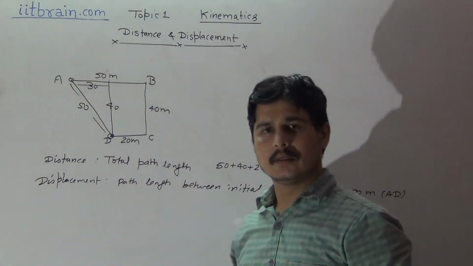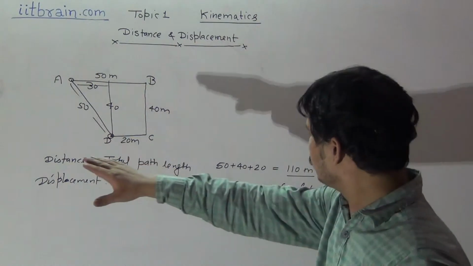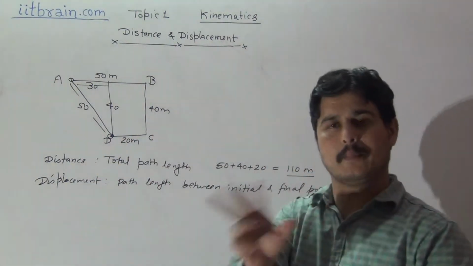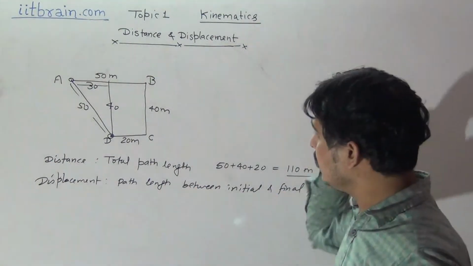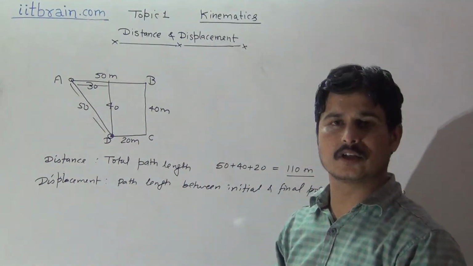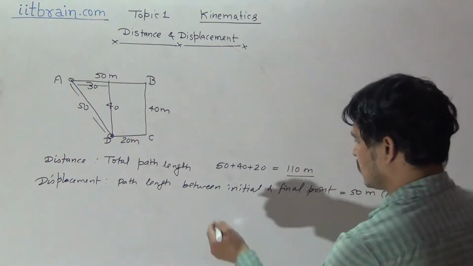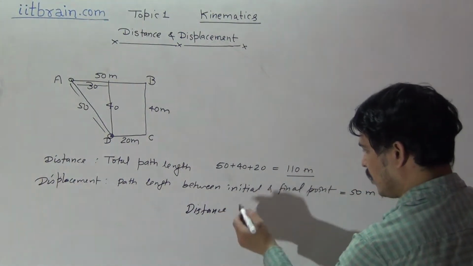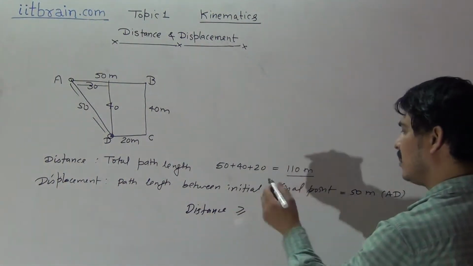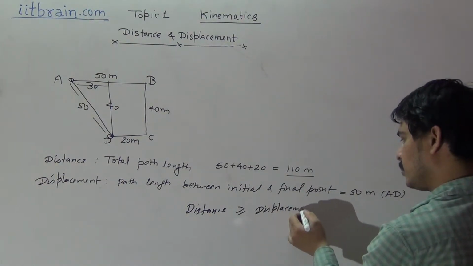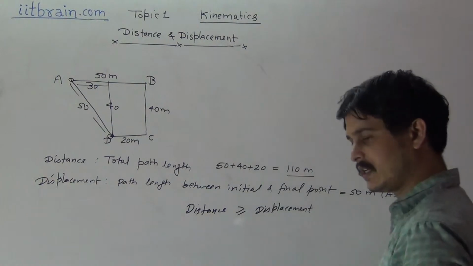So we see that if a particle is moving in a line continuously, then distance and displacement will become the same. But if it makes a turn at any position in its path, then distance will always be greater than displacement. So the complete theme we can write in this manner: distance is either equal to displacement or it will be greater than displacement.